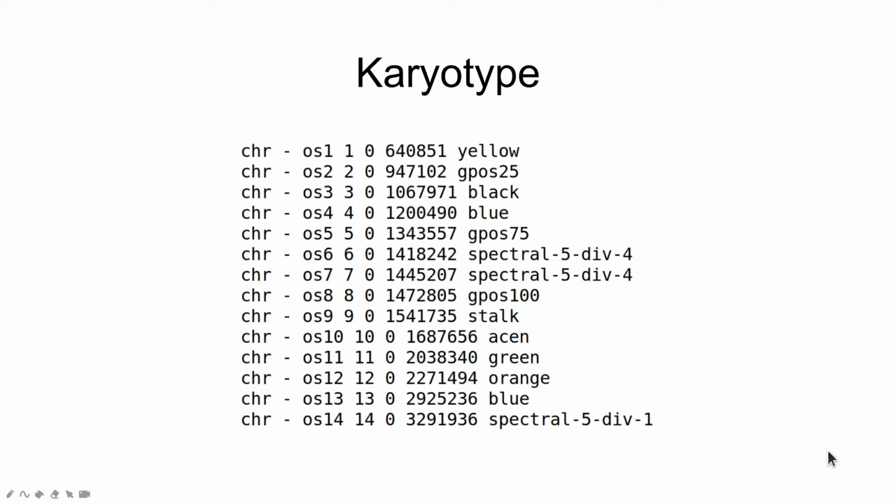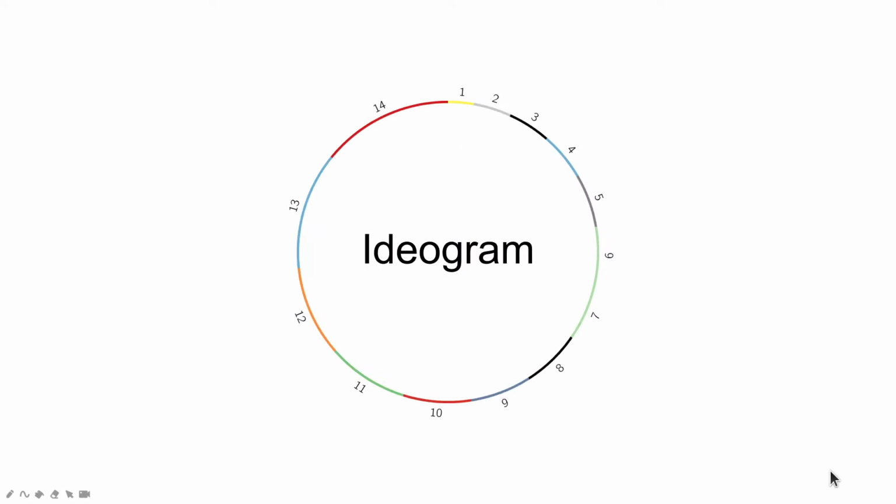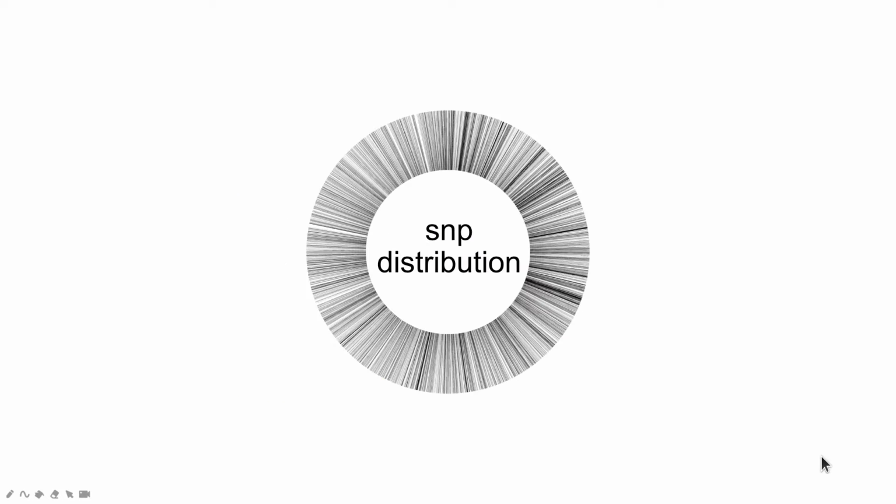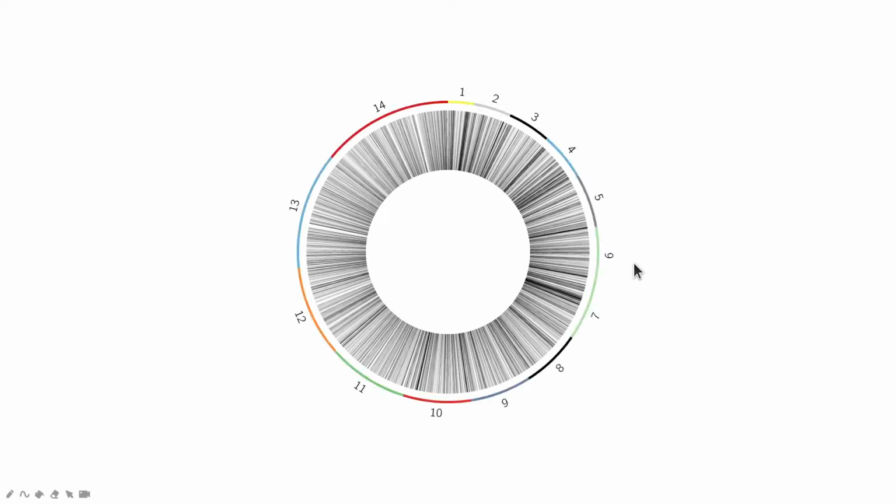So I will show you where to download that as well. All right. So you just go to the SNP distribution. That is this one here. So there's the SNP distribution that we want to represent. And finally, this is what we will get at the end of the day. We combine both the ideogram and the SNP distribution to get something like this. So this is what we are going to generate at the end of the day.